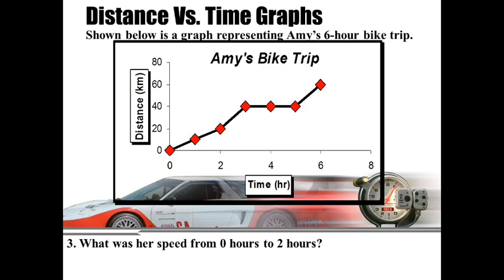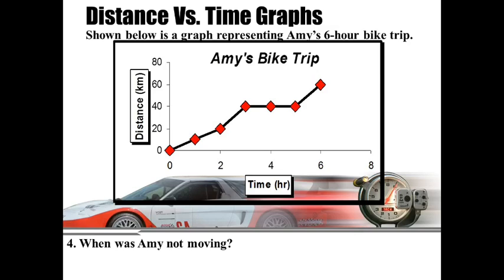Could you actually calculate her speed from 0 to 2 hours? Yes. On your mark, get set, do it. So, speed from 0 to 2. I'm looking at this right here. I can draw my line over from there and then go down. So my distance is 20 and my time is 2 hours. My speed is 10 kilometers per hour. Pretty straightforward. Remember, you must have all 3 parts to get full credit.